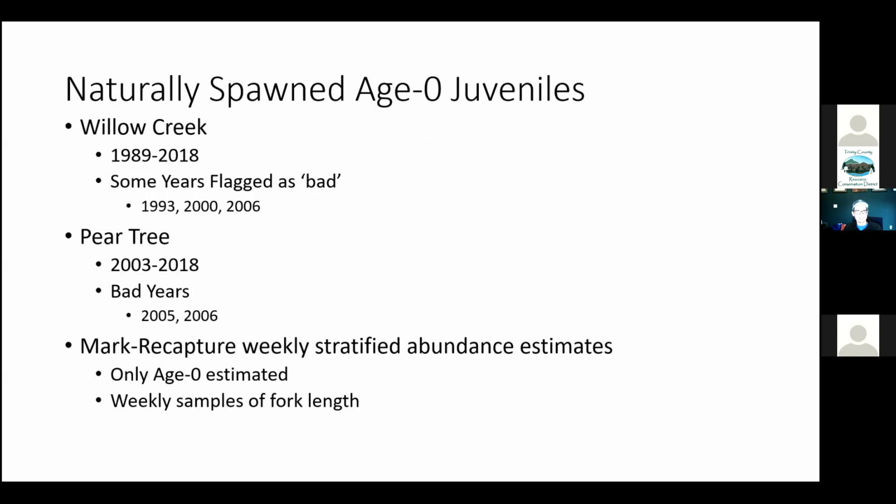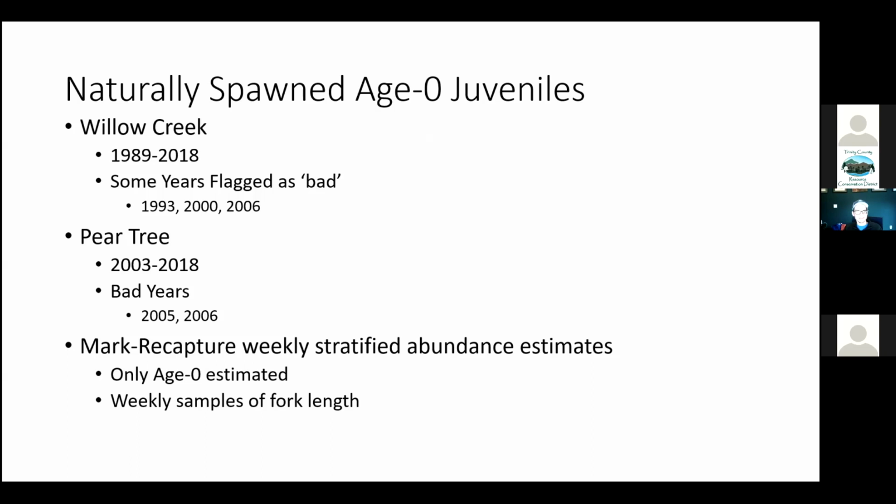1993 had a lot of problems with the trap operations, and there was a whole lot of missed trapping days. 2006 was similar. It was an extremely high water year, which made sampling extremely difficult. Very few fish were captured until the hatchery release occurred. So we felt like 2006 wasn't a good representation of the population. So some years in the time series have been removed.